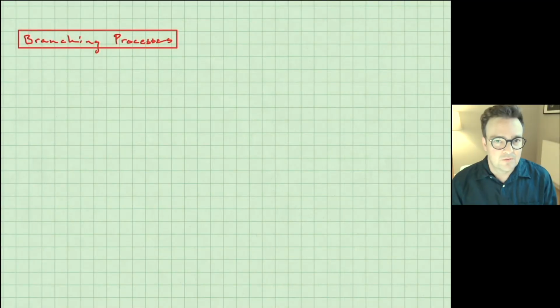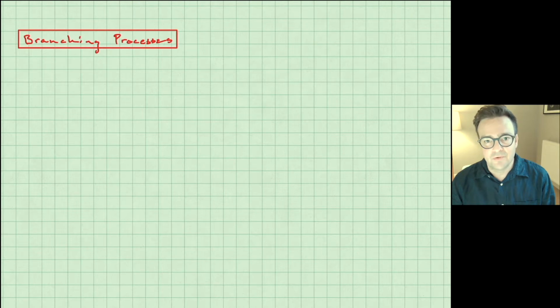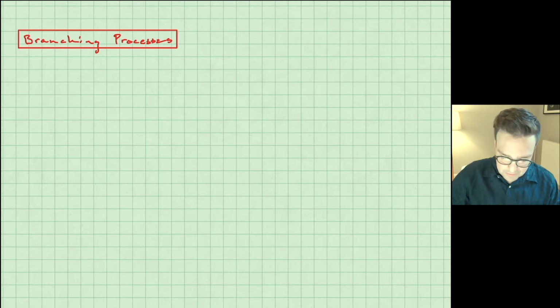Today we're going to start our fourth topic of the class. We're going to talk about branching processes. And we're really only going to talk about one particular type. It goes by the name of Galton-Watson process, named after two people.